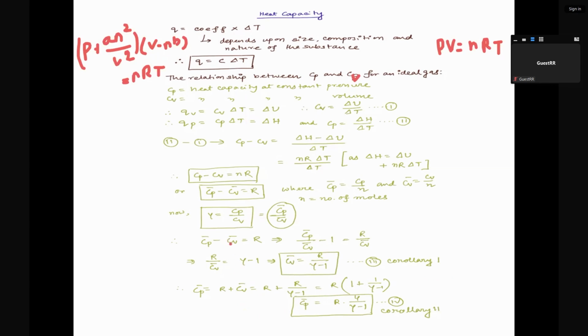Cp bar is Cv bar plus R from this equation. So R plus, we will substitute the value of Cv bar over here as R by gamma minus 1. If you take R as common from these two terms, we have 1 plus 1 by gamma minus 1. By solving this equation, we will have gamma over here. So Cp bar will be R into gamma by gamma minus 1.